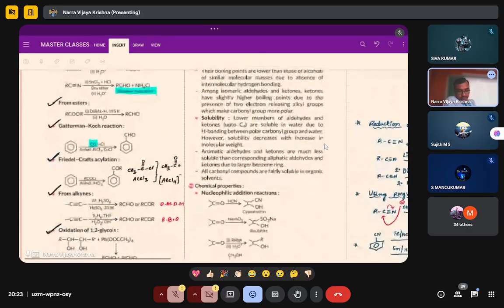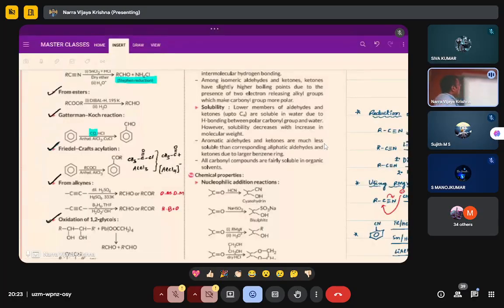Next, among isomeric aldehydes and ketones, ketones have slightly higher boiling point due to presence of two electron releasing alkyl groups, which make the carbonyl group more polar. Compared to aldehydes, ketones have higher boiling point due to dipole moment.